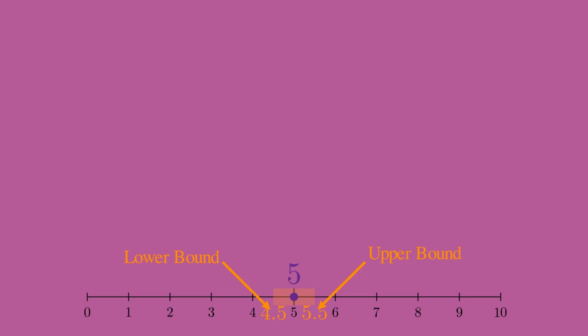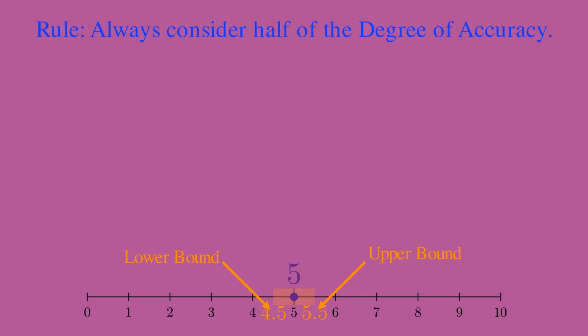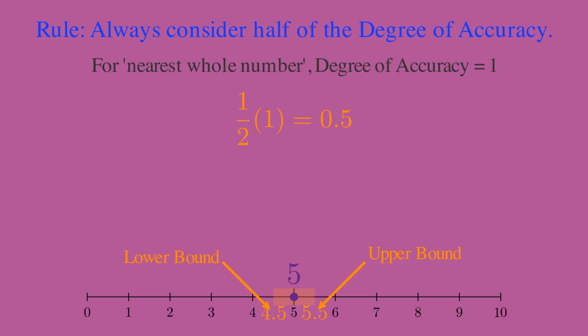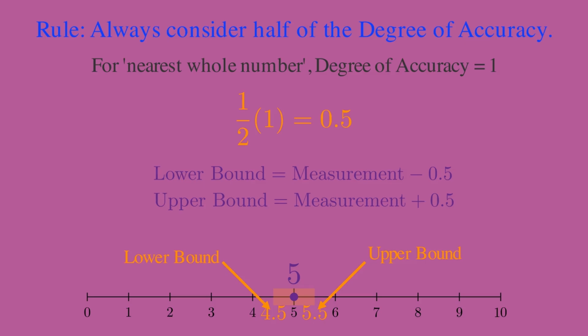The trick to finding these bounds is always considering half of the degree of accuracy. If a number is rounded to the nearest whole number, its degree of accuracy is 1. So half of that is 0.5. So you subtract 0.5 for the lower bound, and you add 0.5 for the upper bound. Let's look at some examples to make this crystal clear.